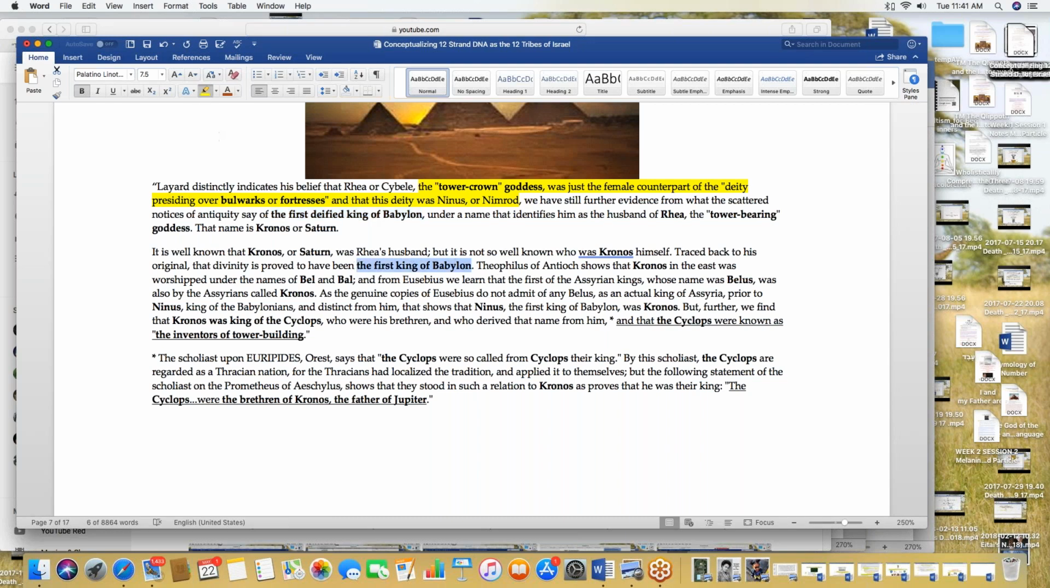So when we talk about Nasi, the allegorical tale of Babylon being us attempting to connect with our divinity, well, here it is in the history. Theophilus of Antioch shows that Kronos in the east, remember, they journeyed from the east, was worshipped under the names of, hold your horses, Hebrews, Baal or Baal. Wow.